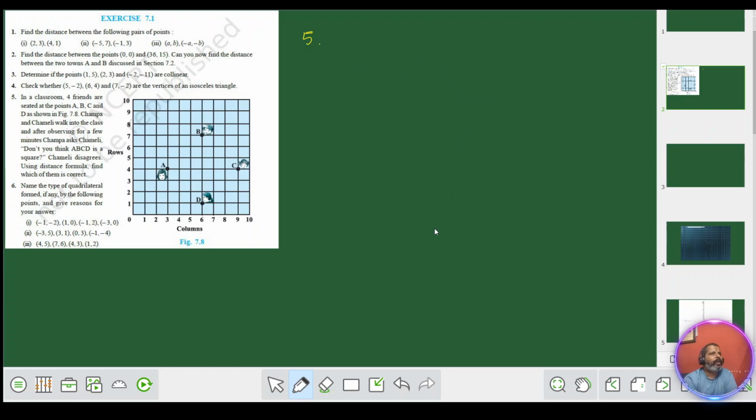So here the challenge is to get the coordinates of ABCD first. Then you apply the distance formula. Let's see. A from the figure. What are the points? Points are A will have x coordinate 3 and y coordinate 4.